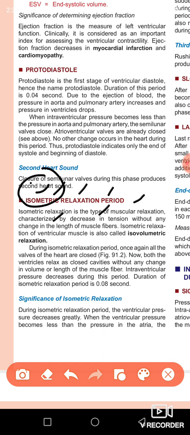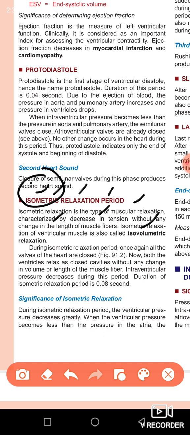As I have explained to you, iso means same, metric means meter, meaning length, so your length is going to be the same. Isometric relaxation of ventricular muscle can also be called isovolumetric, because if length is not going to change, then your volume also remains the same. During the isometric relaxation period, once again all the valves of the heart are closed. They don't open.